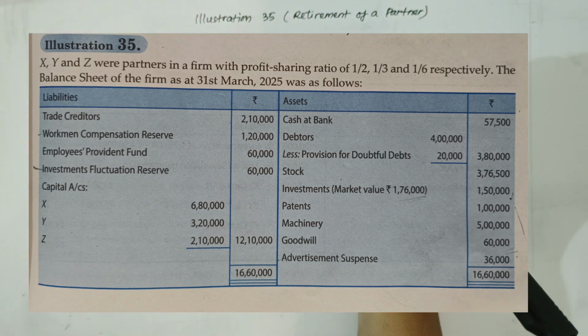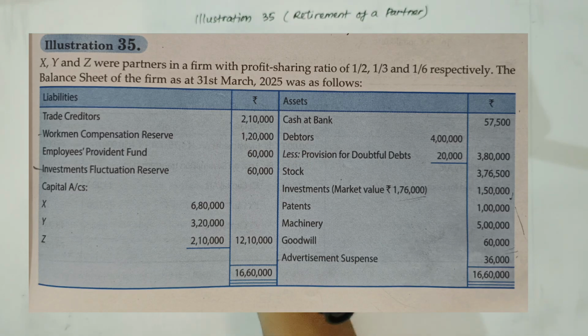Welcome back. Today we will be doing illustration 35 from the chapter Retirement of a Partner. X, Y and Z were partners in a firm sharing profits in the ratio of 1 by 2, 1 by 3 and 1 by 6 respectively. Their denominators are not same. We have to make it same.